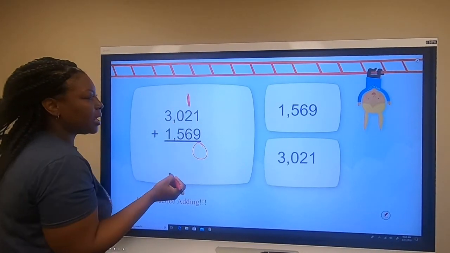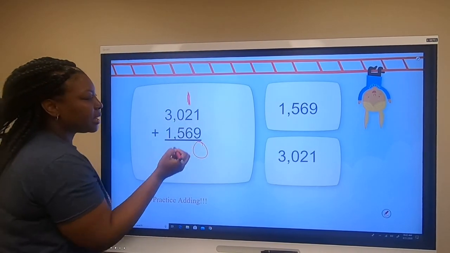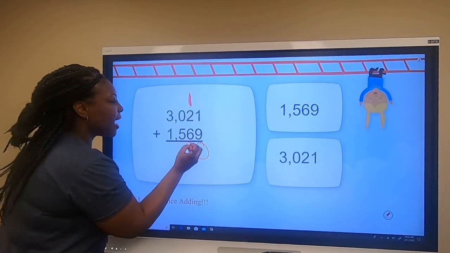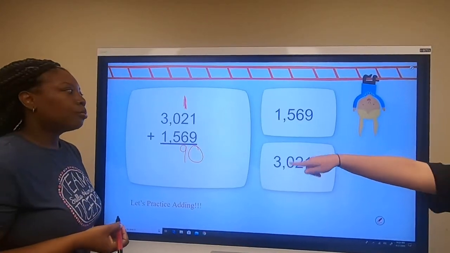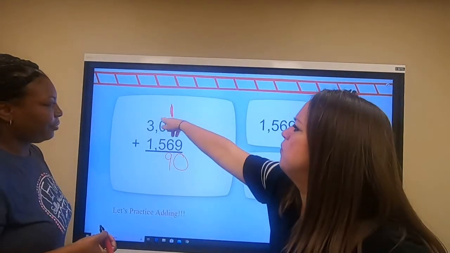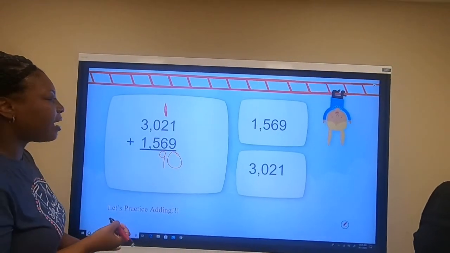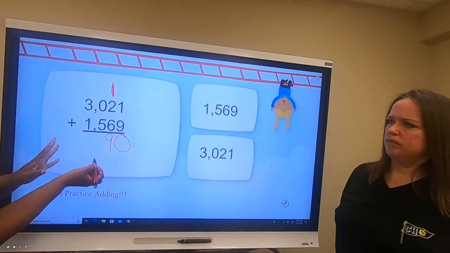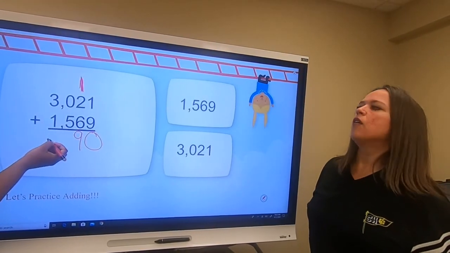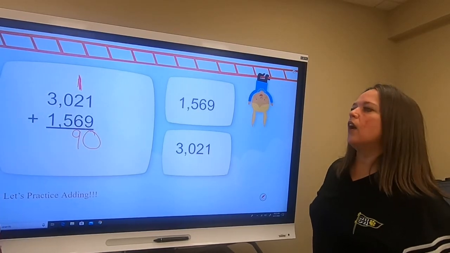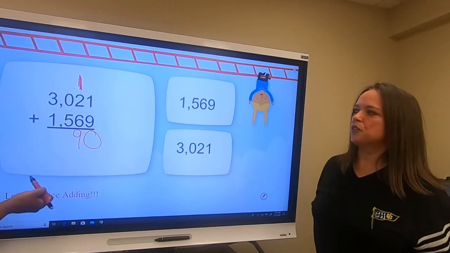1 plus 2 is 3. 3 plus 6 is 9. Do I need to carry anything over there? Do we need to carry something over here? No, Miss Wilson, because I only have 9. My answer was not bigger than 9, so I don't have anything to carry over here. I can keep my 9 in the tens place.